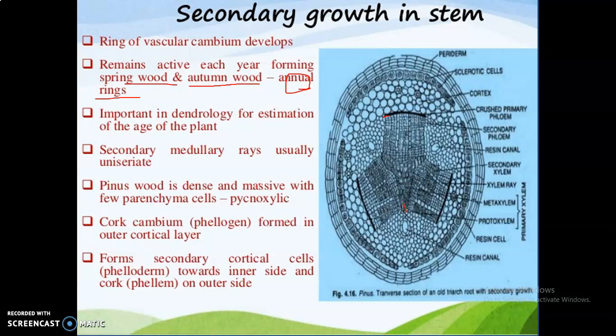Pinus wood is dense and massive, that's why it is economically important. It has very few parenchymatous cells, so it is termed pycnoxylic wood, which is economically important wood for the timber industries.